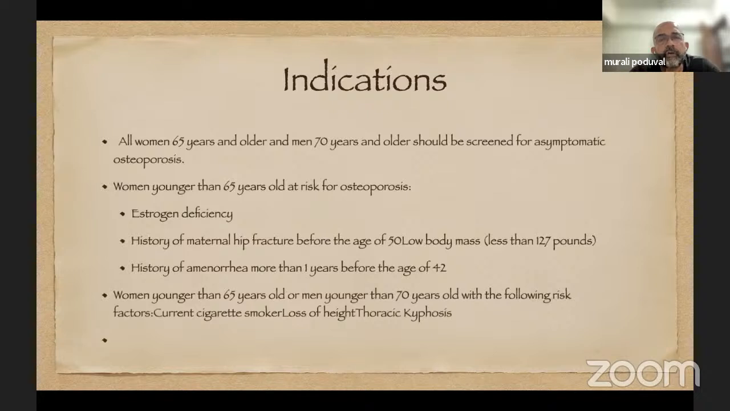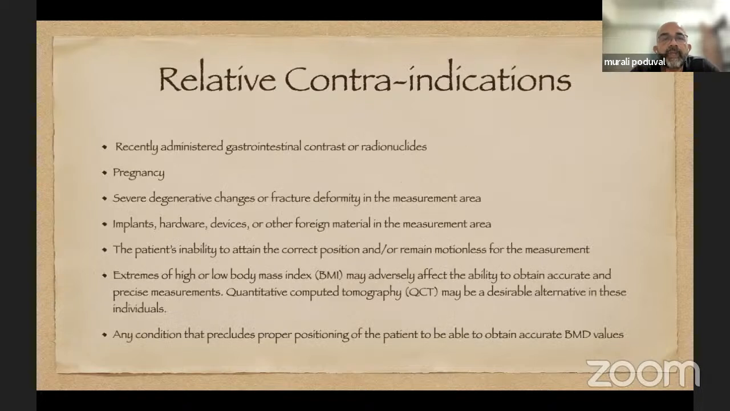Some of the indications include women 65 years and older, men 70 years and older, women less than 65 years with estrogen deficiency, history of maternal hip fracture below 50, low body mass, history of amenorrhea more than 1 year before the age of 42, and so on and so forth. But this list is long. I have not included the entire list. I don't intend to be exhaustive here. But these are just some of the indications which are given for Dexa.